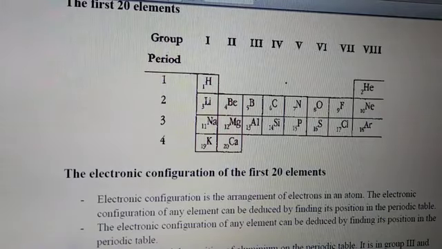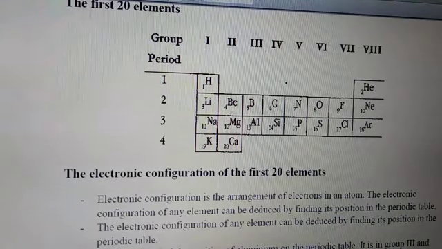Then when you go down, like when you're going down like that, these are groups. These in columns are groups. So we have group 1, group 2, group 3 up to group 8.